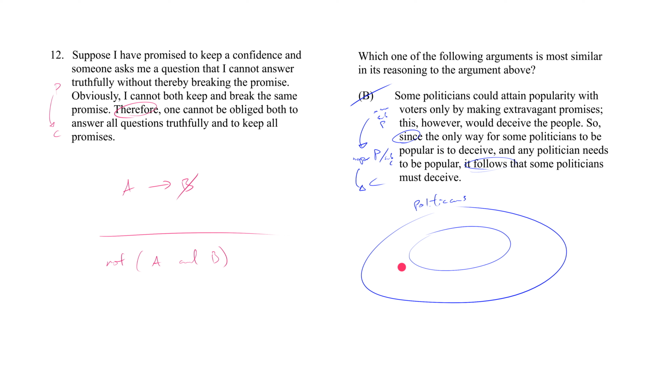For this subset over here, for them to attain popularity, for them to be popular, they have to make extravagant promises, right? Only by making extravagant promises. For this subset of politicians, if you want to be popular, you have to make extravagant promises. And this referencing extravagant promises would be deceptive, right? Making extravagant promises means you're deceiving the people. Okay, so that's all of this represented.